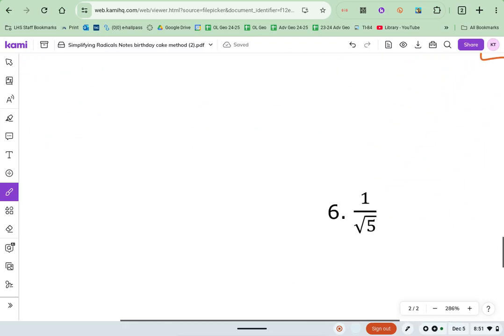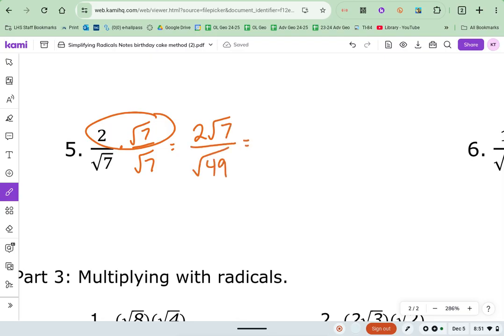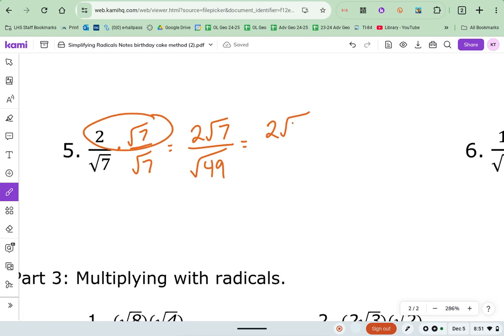All right, on number 5. This one you're multiplying by root 7 over root 7. So across the top, you get 2 root 7. Across the bottom, you get root 49. So you ask yourself, well, what is the square root of 49? 7. So 2 root 7 over 7. And that is our final solution because the fraction 2/7, that's as simplified as it can get. So 2 root 7 over 7 is our solution.